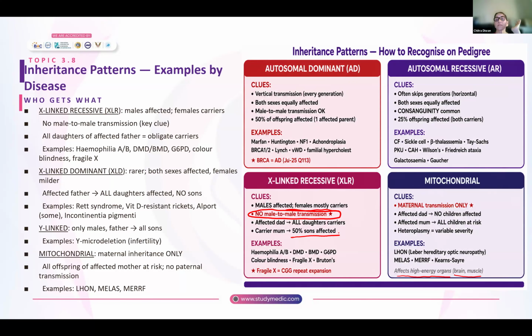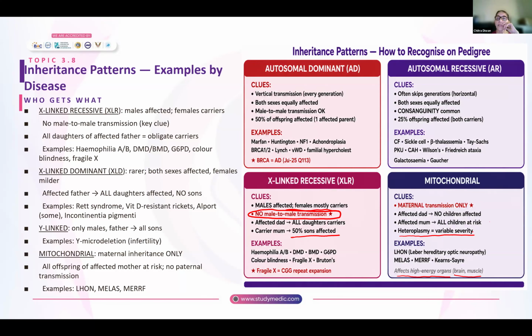Mitochondrial inheritance. Because mitochondria from the male are all destroyed, mitochondrial inheritance is maternal transmission only. If the dad is affected, none of the children will be affected. If the mom is affected, all the children, all offspring are at risk. And you get something that is called heteroplasmy. That means the severity is different among individuals also. Not all of them will have the same severity of the disease. The expression is variable.